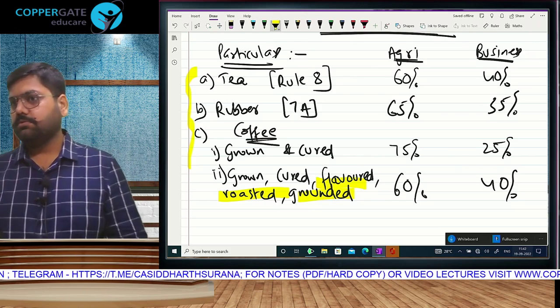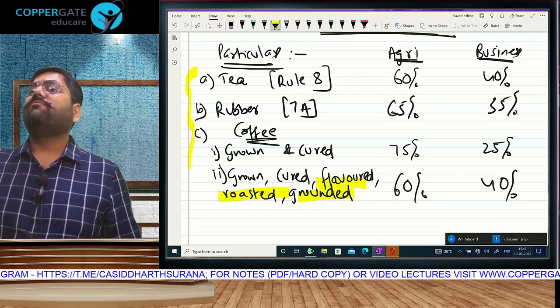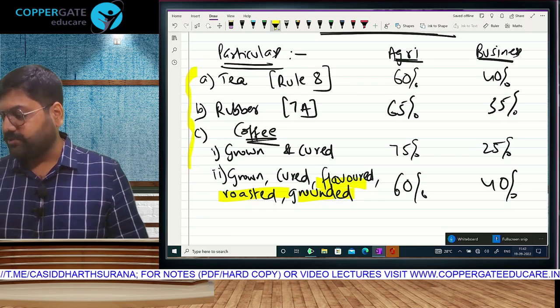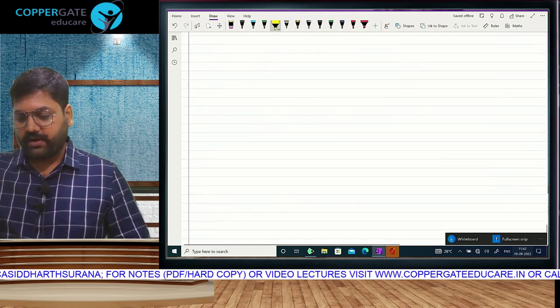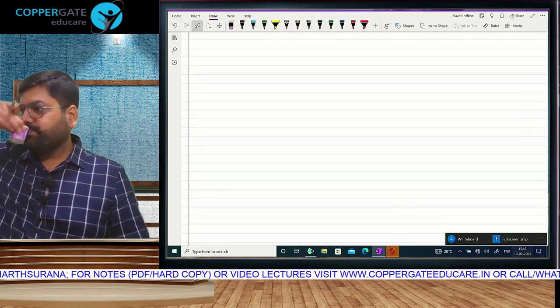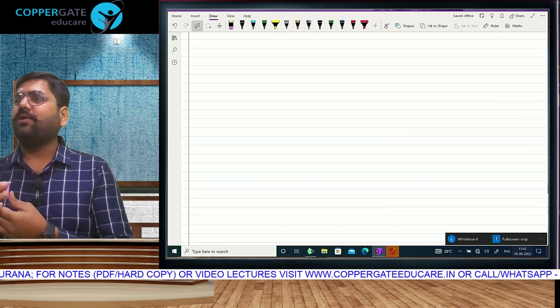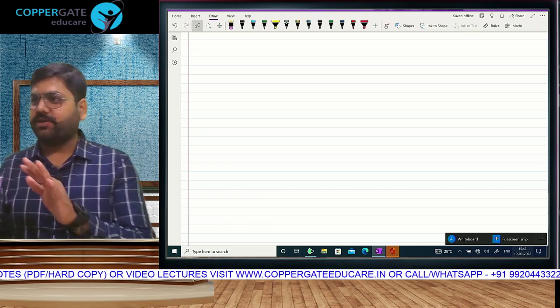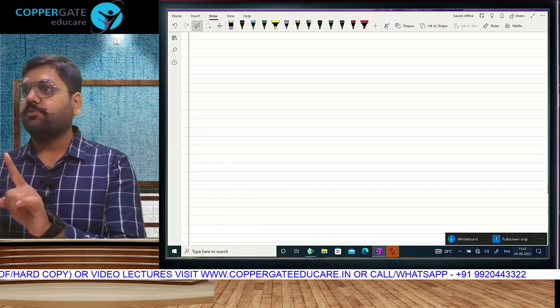General rule: FMV will be taken as selling price in the farm and cost price in the factory. But there is a special rule for special businesses, like the tea business. In all cases, the higher part is agriculture, to make it easy. So 60-40 means 40 is business, 40 is taxable out of total profit.